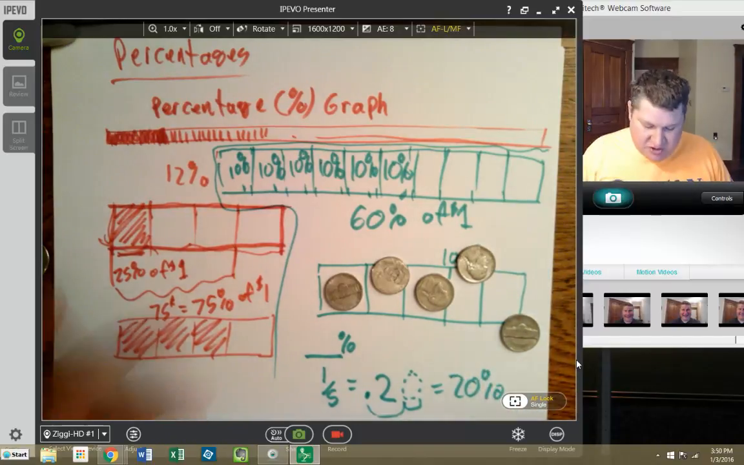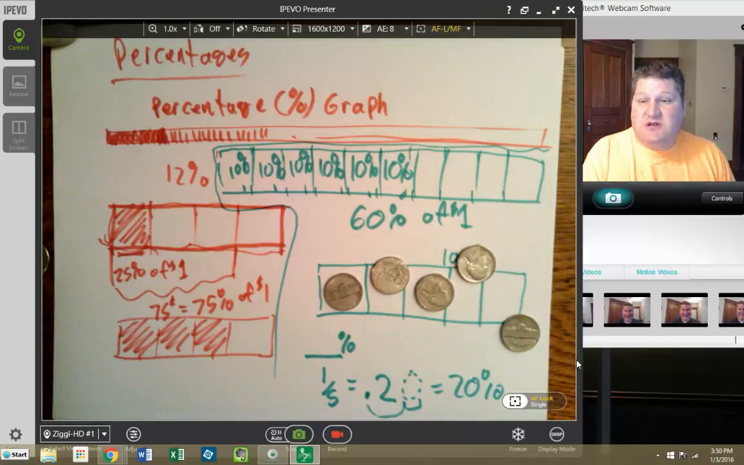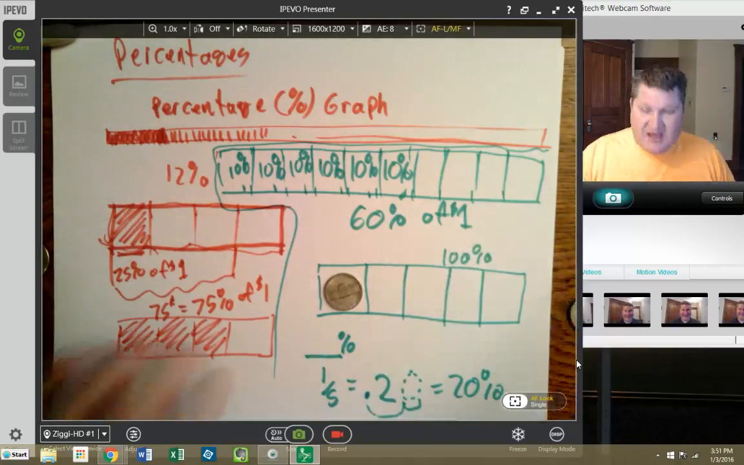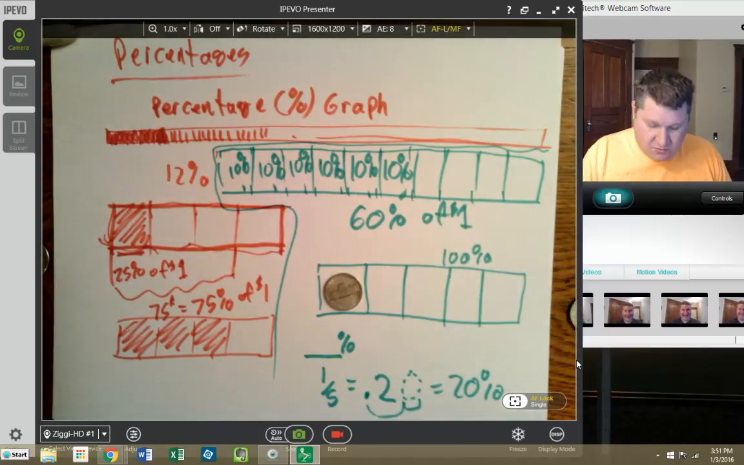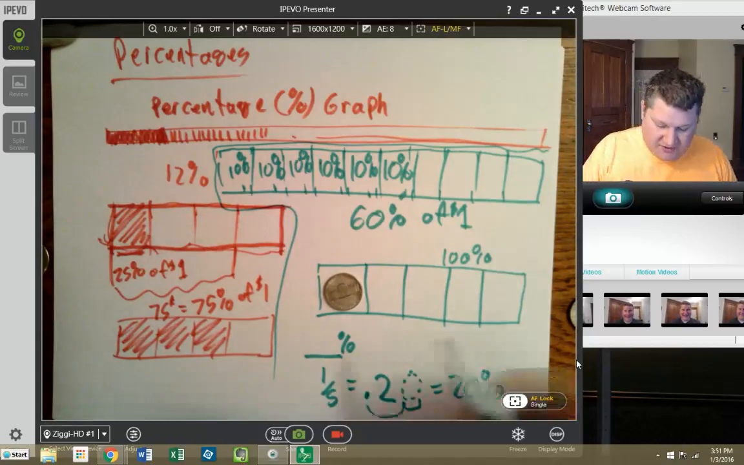So being able to talk about fractions allows us to talk about decimals, or it allows us to talk about percentages. So in this case, I have 1/5, which is 0.2, which is 20%. Although you could have done it a different way.